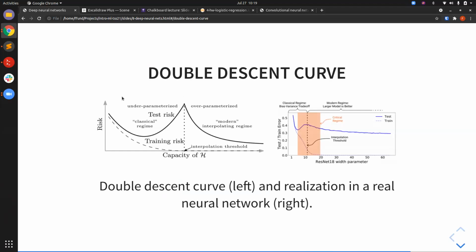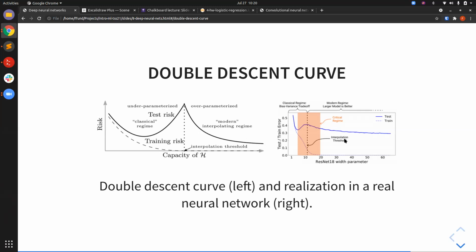Okay. So as you increase the capacity of the network, up until the interpolation threshold, where it fits the training data exactly, at the interpolation threshold, there's maybe just one potential model that fits the training data really well, and it doesn't fit the test data well at all. But as you increase the capacity even more, now you have many potential models that fit the training data very well. And stochastic gradient descent will actually select one that does pretty well.